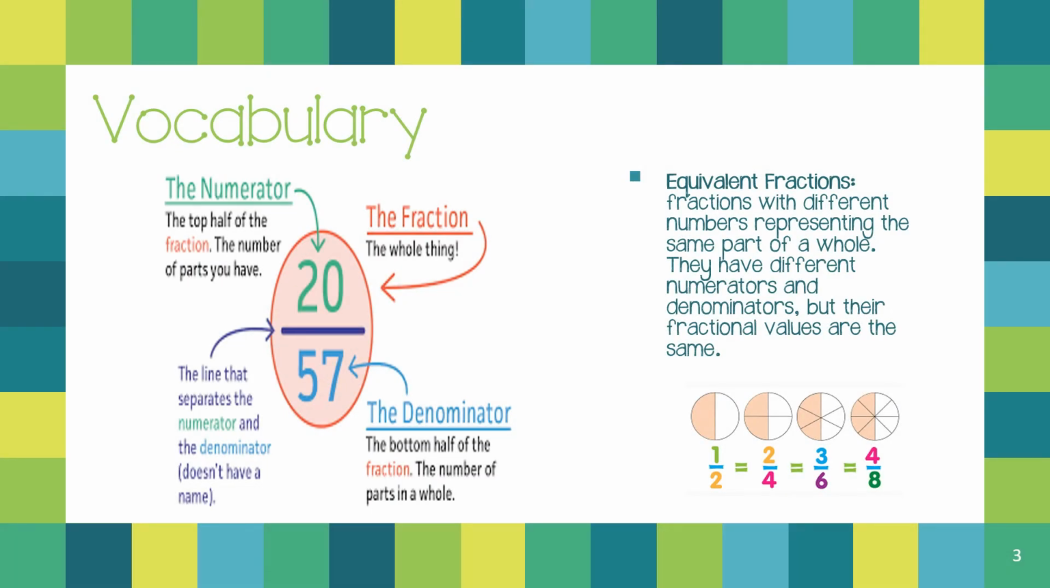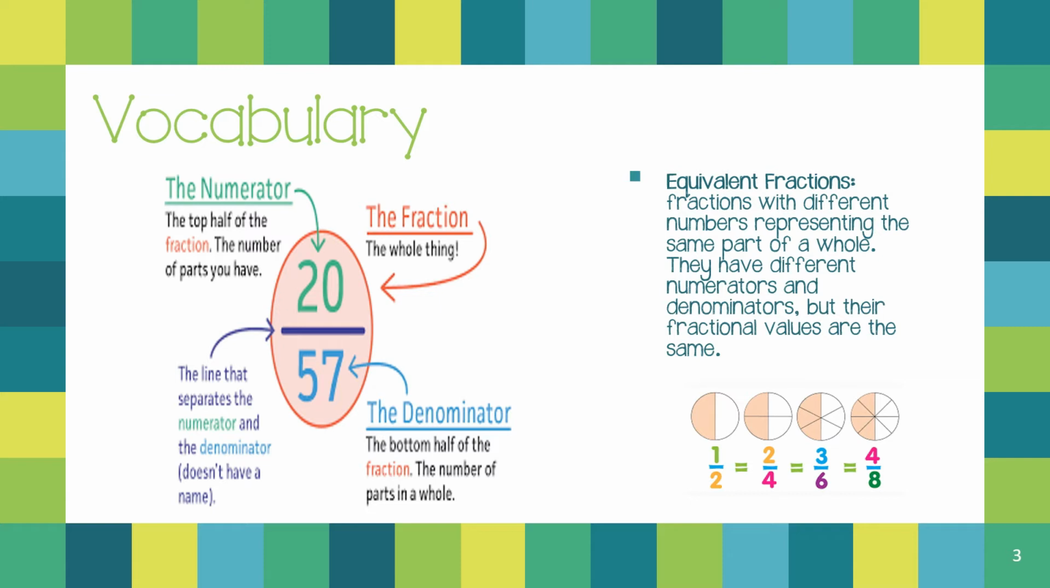So this is our vocabulary. Let's start by defining what is a fraction. A fraction is a small part of something or a portion of something. Fractions have a numerator, which is the number at the top, and a denominator, the number at the bottom. The denominator represents the number of parts in a whole, while the numerator represents the number of parts that we have.